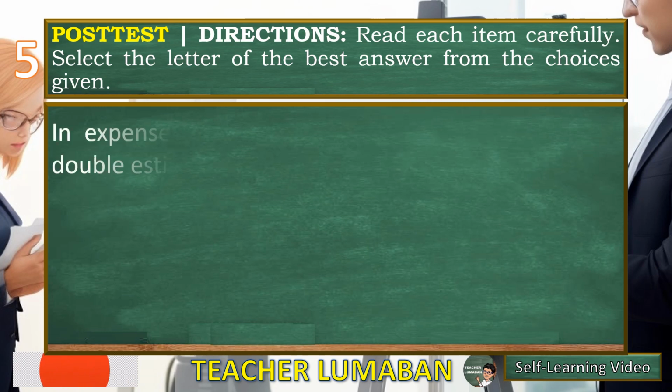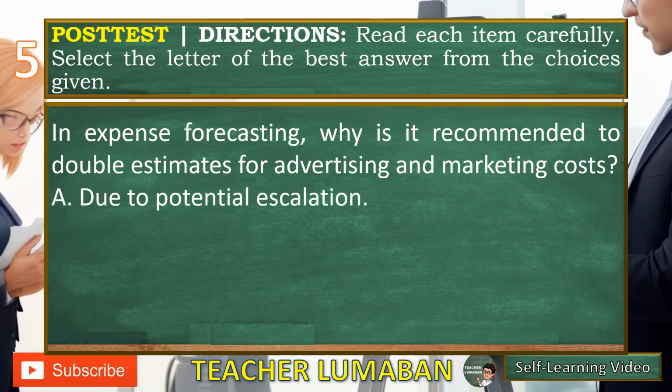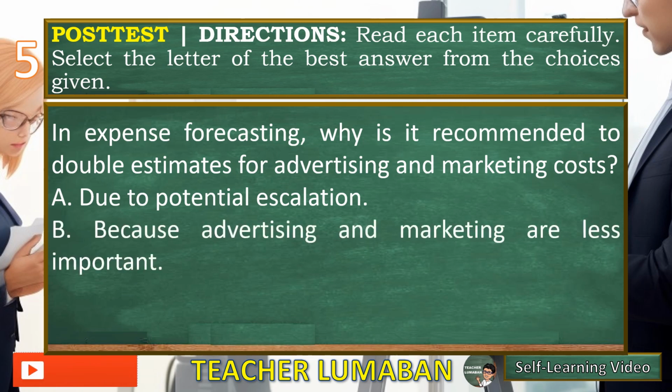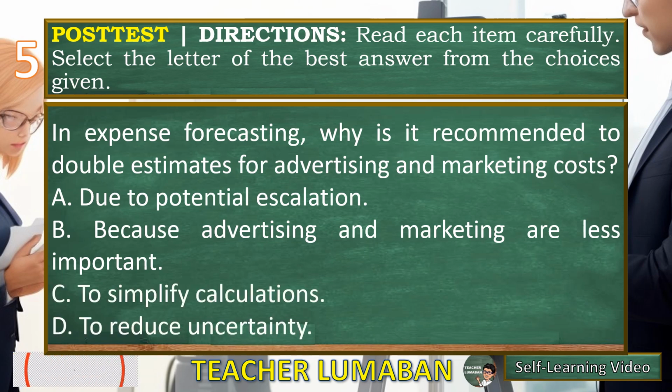In expense forecasting, why is it recommended to double estimates for advertising and marketing costs? A. Due to potential escalation. B. Because advertising and marketing are less important. C. To simplify calculations. D. To reduce uncertainty.